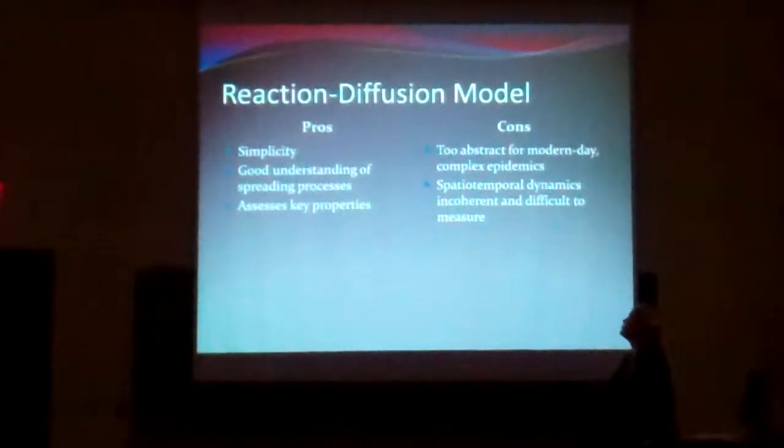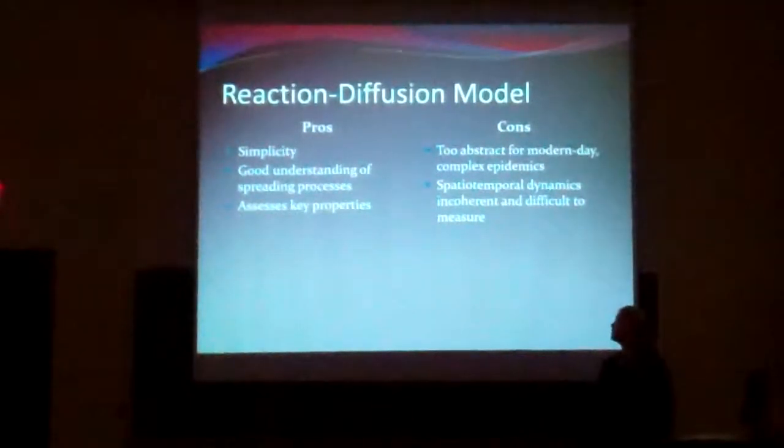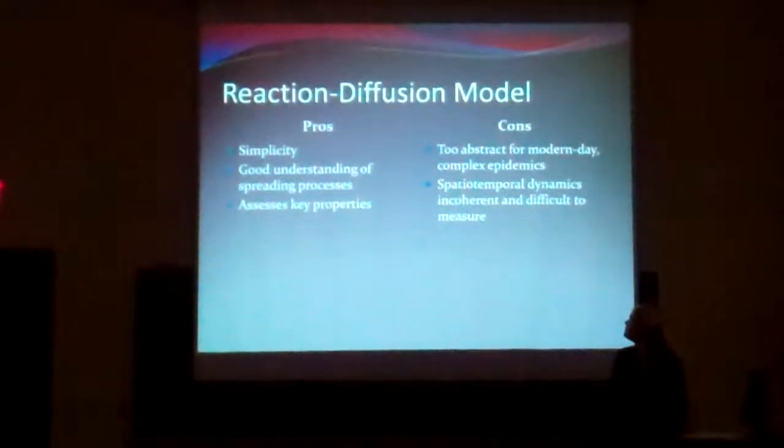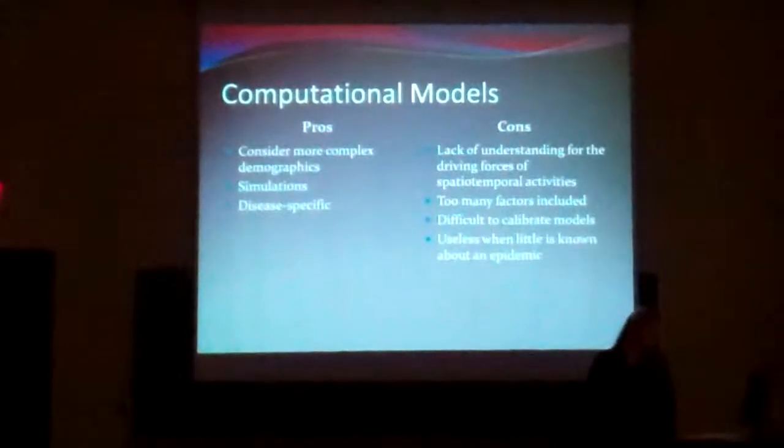Some of the cons: it's too abstract for modern day complex networks. It doesn't take into account that we use air travel, that people can easily get to another country. Spatiotemporal dynamics, it doesn't really take into account that there are different space and time changes that can affect how a disease will spread across the globe. And it's very difficult to measure because air travel is just so easy nowadays. You can't really put a block on it.